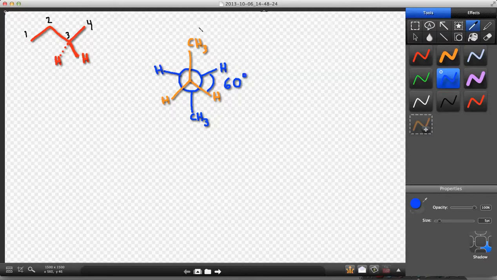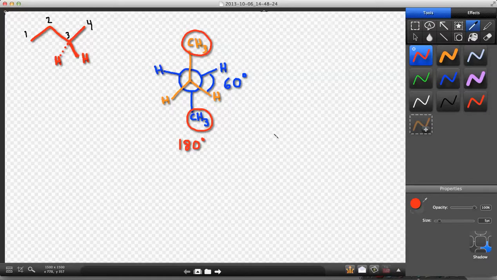Now, relative to the two big bulky groups, which I'm going to circle in red, my dihedral angle is 180 degrees, and this is the relevant angle that we want to use when we are describing the dihedral for each of these Newman projections. This is one of 6 Newman projections that we actually want to draw for this particular structure.